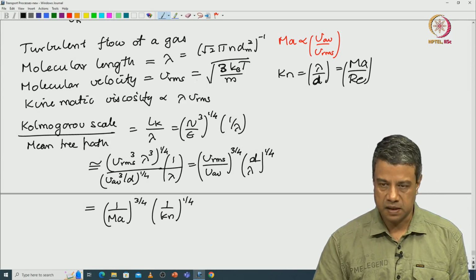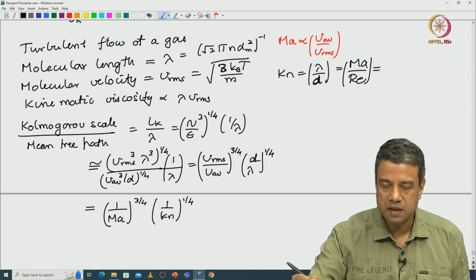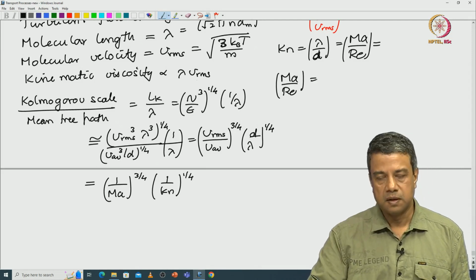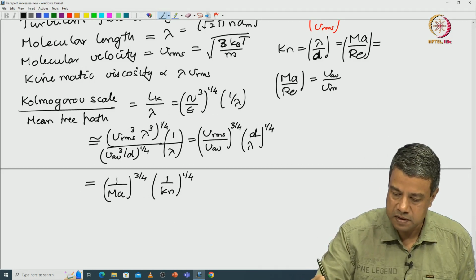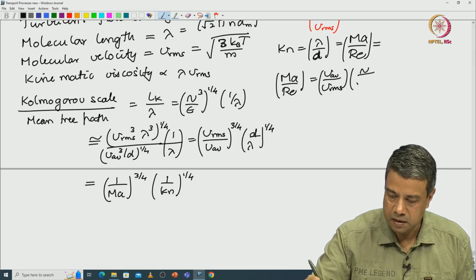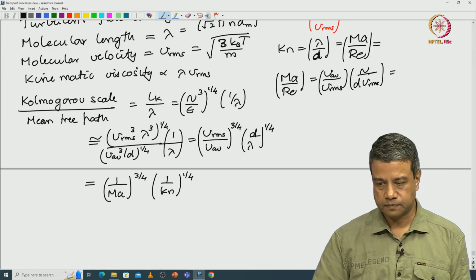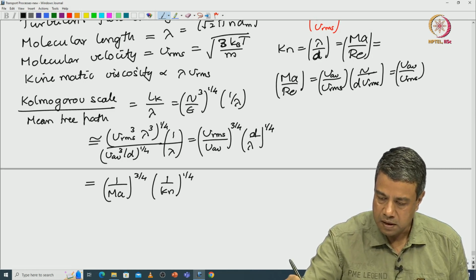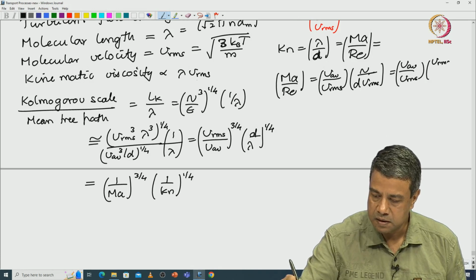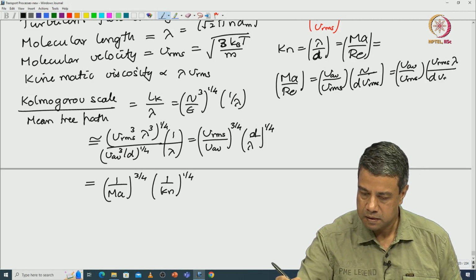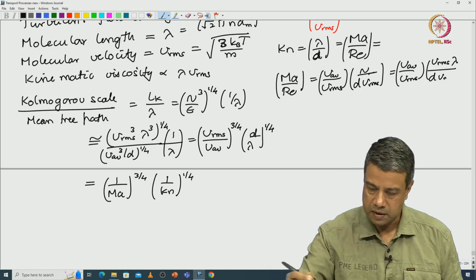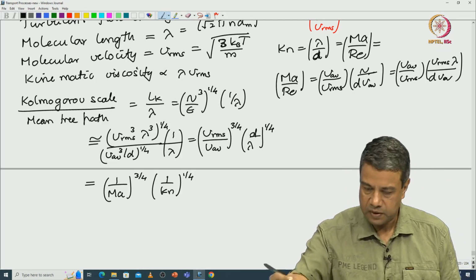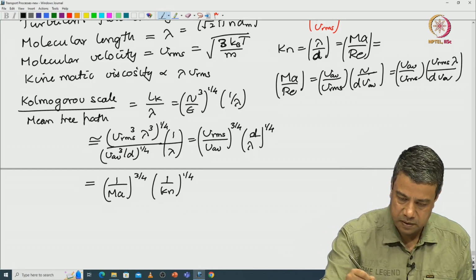We had derived this earlier and I will briefly show you how that comes about. Recall that the Mach number is V average by Vrms, into the Reynolds number, which is V average d by nu. So, this is equal to V average by Vrms, and kinematic viscosity is Vrms lambda, divided by d V average. I am sorry, the Reynolds number is based upon the average flow velocity. So, this is the same as lambda by d.